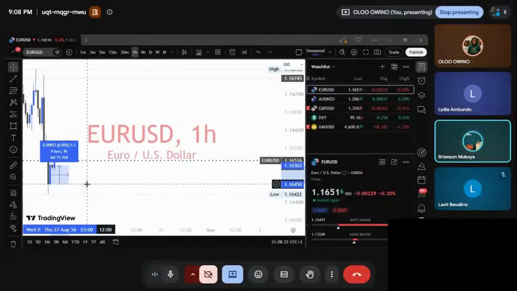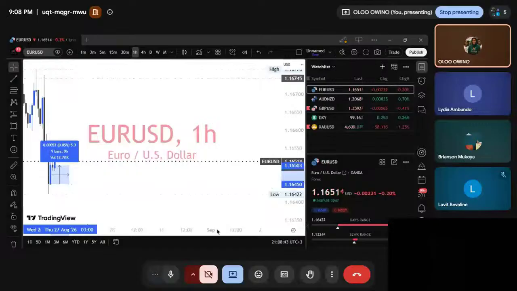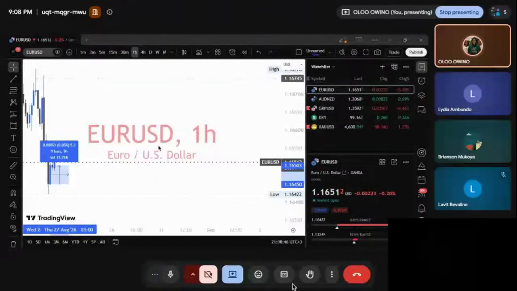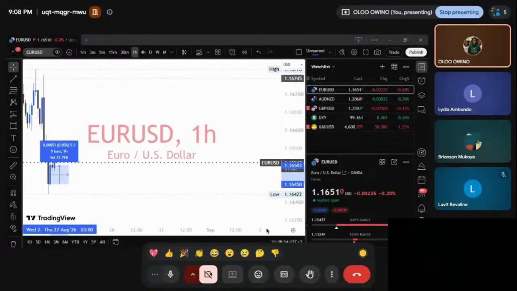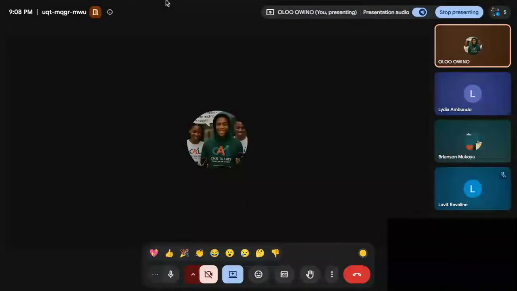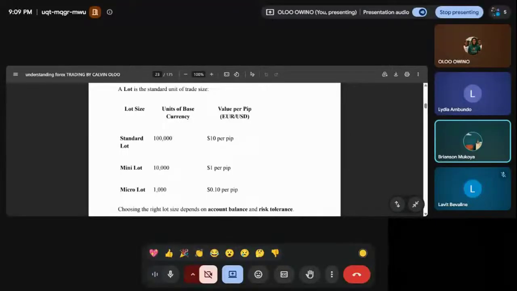You don't calculate pips from the profit you're making. Let me move back to that screen so that we can be on the same page. So if we were using a standard lot, where 1 pip is equal to $10, we will take 5 times 10, to make what? You will make a profit of $50 in that movement of 5 pips. Are you together there?